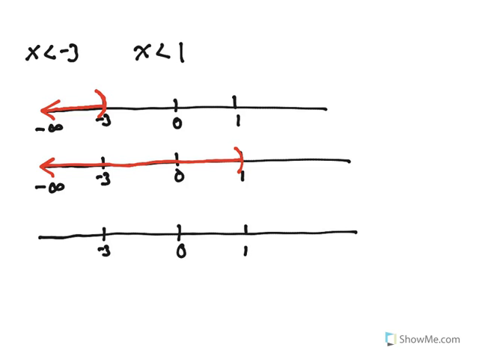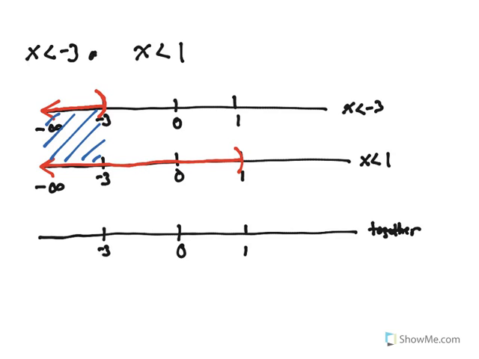Okay, remember that this first graph is x is less than negative 3. The second one is x is less than 1. And then the third graph is when they're together. Okay, so you got to remember that if you look, this is where they overlap.